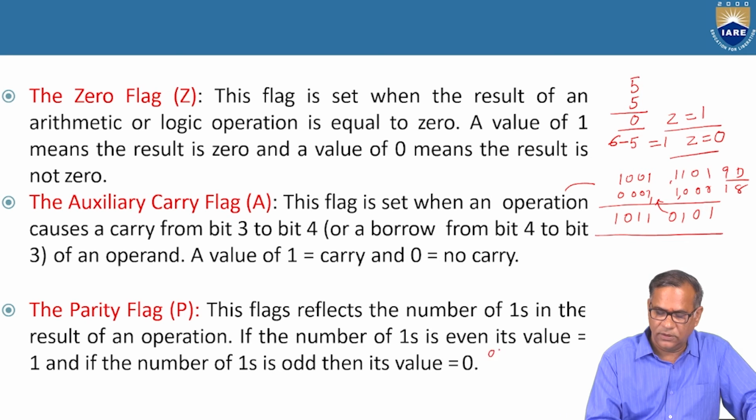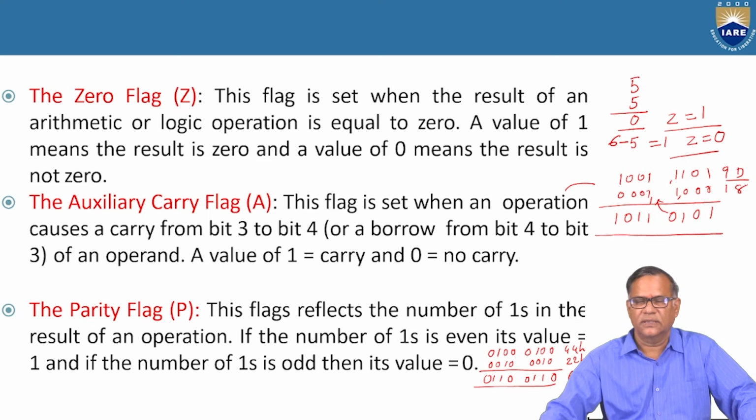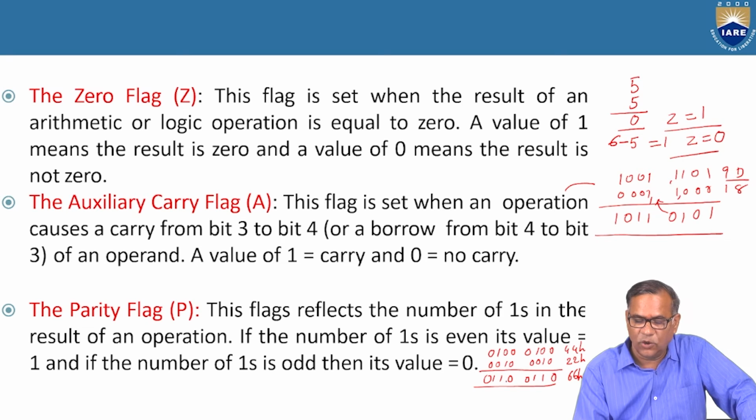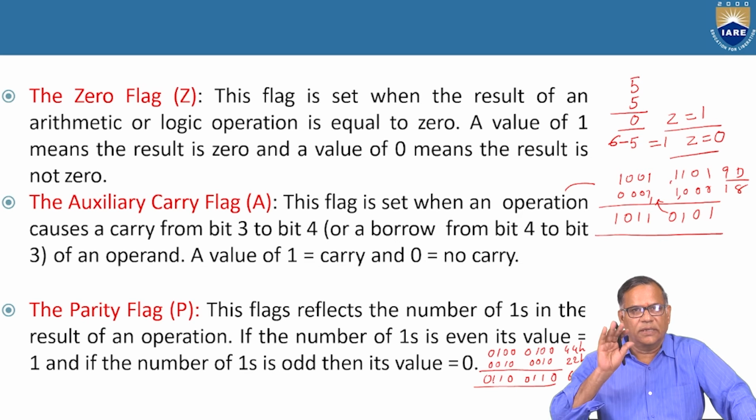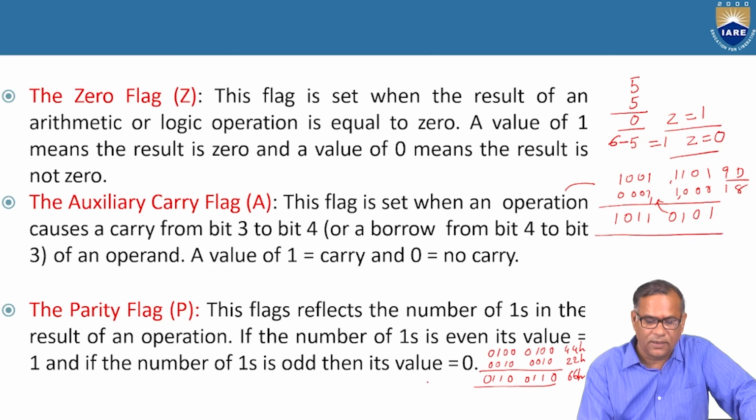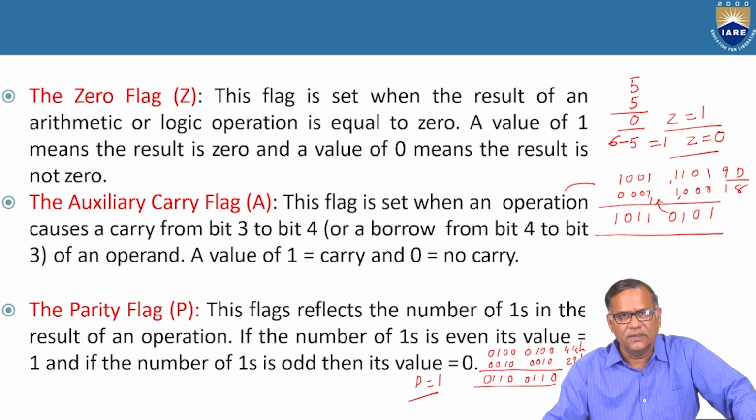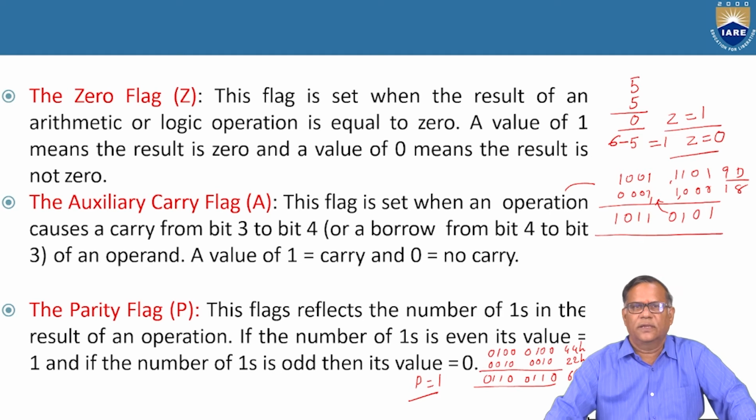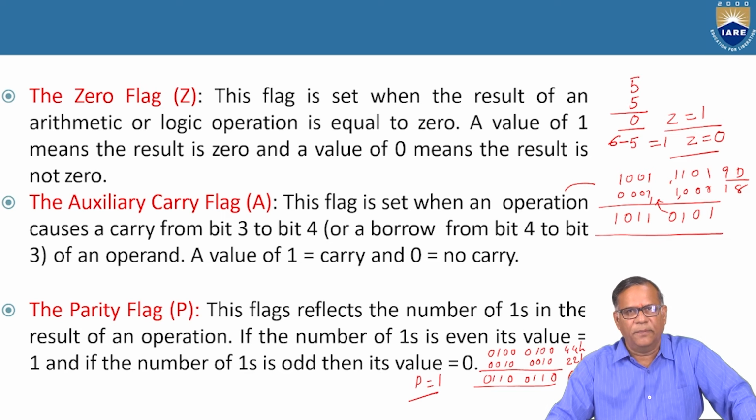For example, let us take 0100 0100, that is 44 hexadecimal. Let us add this with 0010 0010, which is 22H. If you add these two, you get 0110 0110, which is equal to 66H hexadecimal. And the result contains how many ones? 1, 2, 3, 4. So the result contains 4 ones. So in this case, the parity flag becomes 1, because the result contains an even number of ones. So that is the operation of the parity flag.